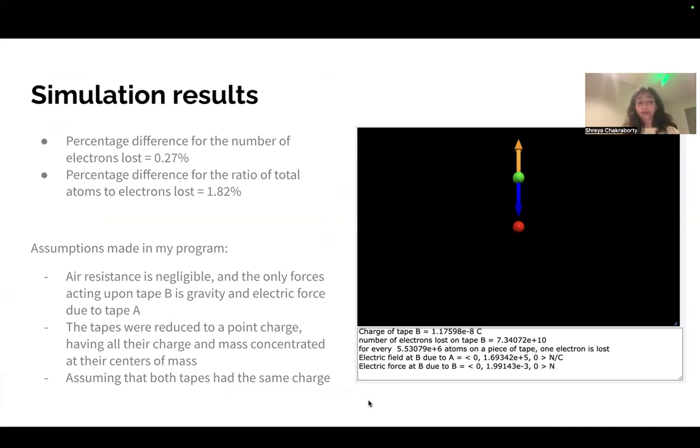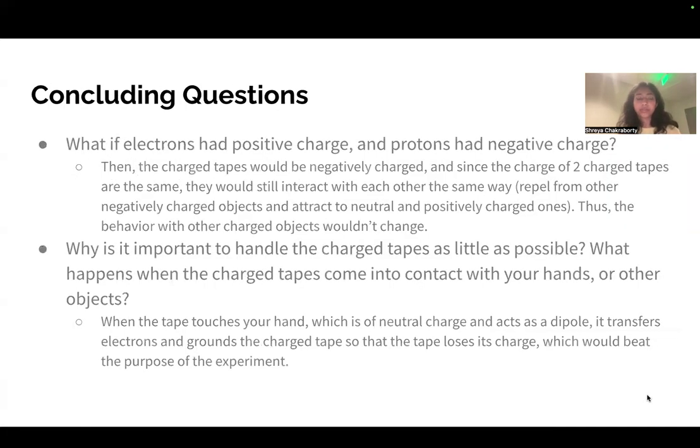Some assumptions I made in my program when coding it were that air resistance is negligible, and that the only forces acting on tape B are gravity and the electric force due to A, and the tapes are also reduced to point charges. So I didn't consider the mass distribution or the charge distribution for the tapes. I just reduced them to point charges for this lab, and I also assumed that both tapes had the same charge in my equations.